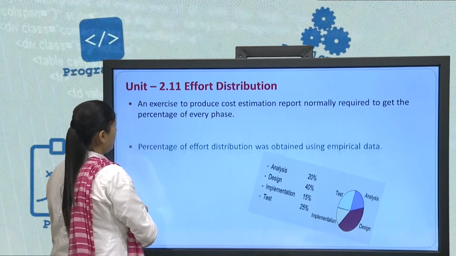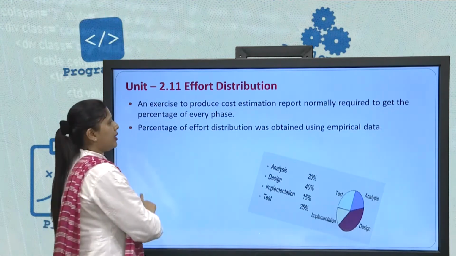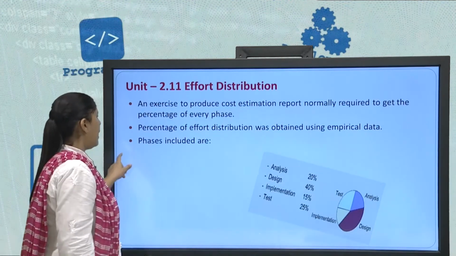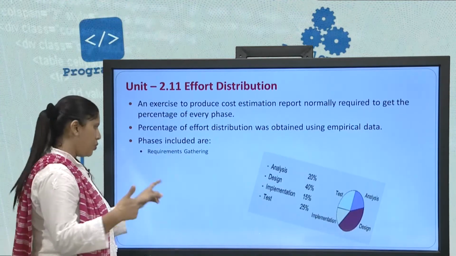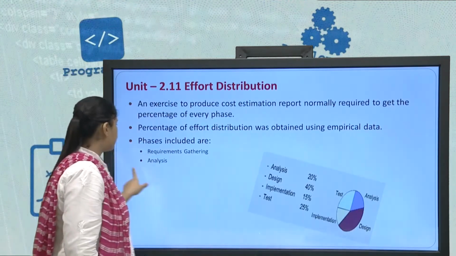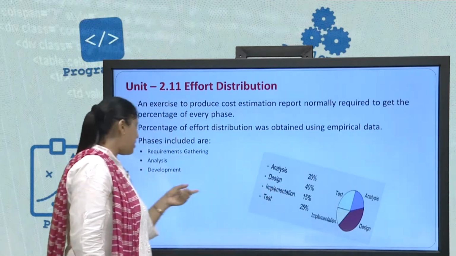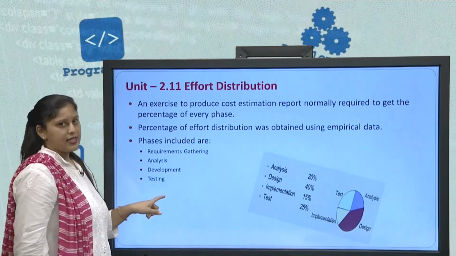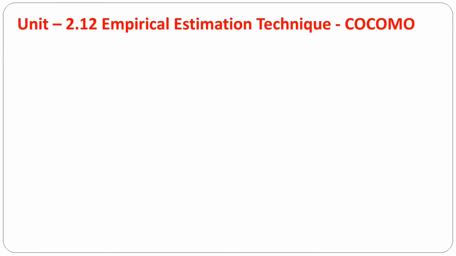Percentage of effort distribution was obtained using empirical data, and phases included are requirements gathering, you can gather your requirements, analysis, then development, which we generally term as implementation, and testing. So, these are the 4 phases which are included generally to distribute my effort.